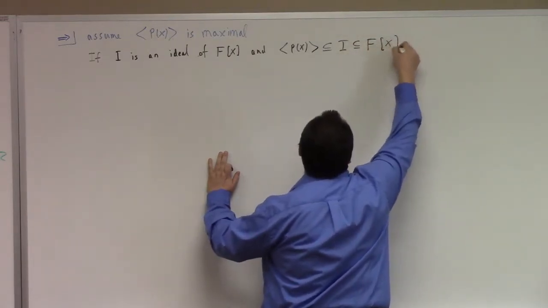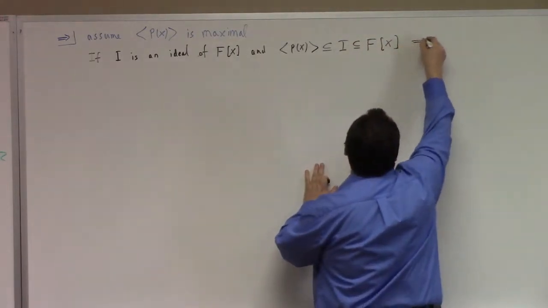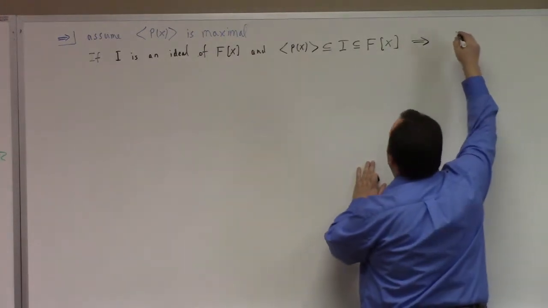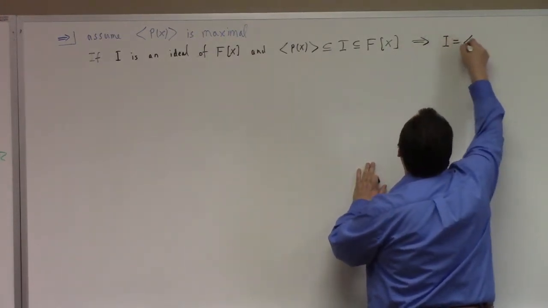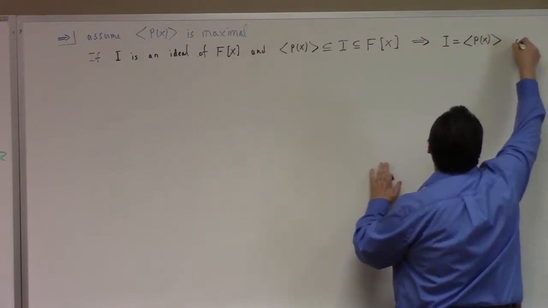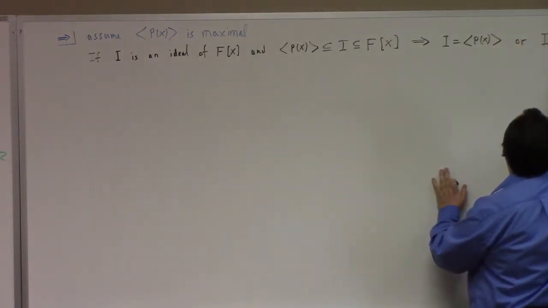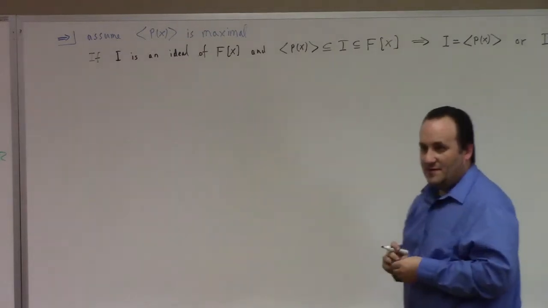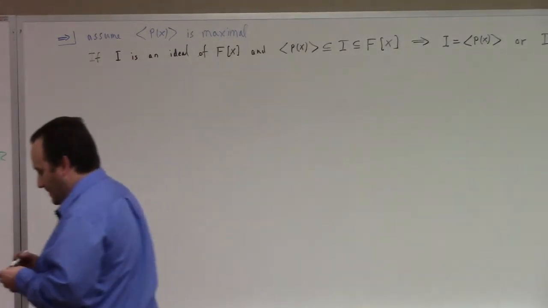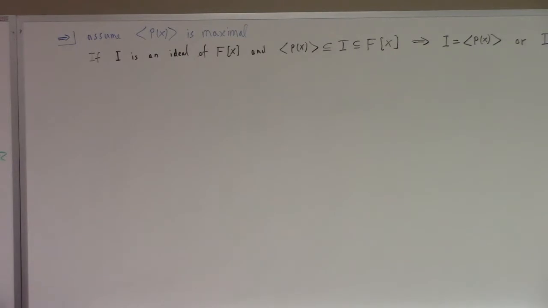What can we say about I? Yeah, I is either P of x or I is the whole deal, right? This is what we mean by a maximal ideal. Okay, so that's what we've got to work with. We're assuming that P of x is maximal.